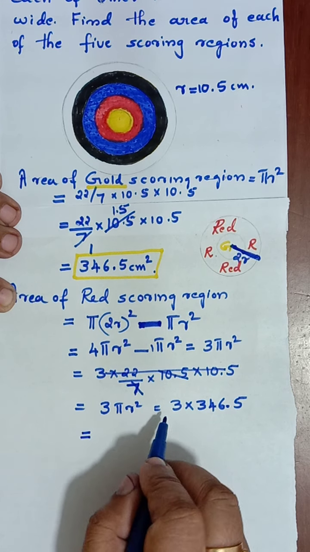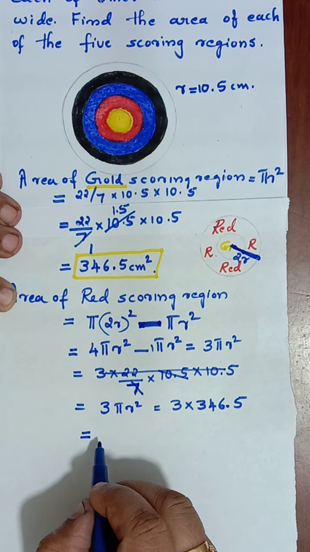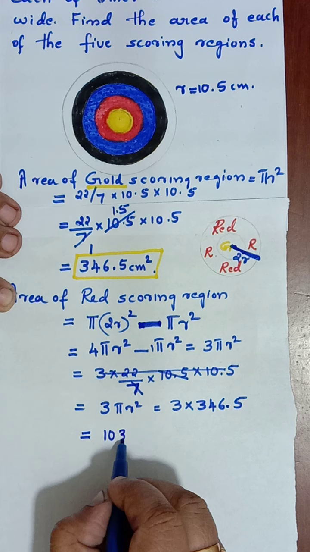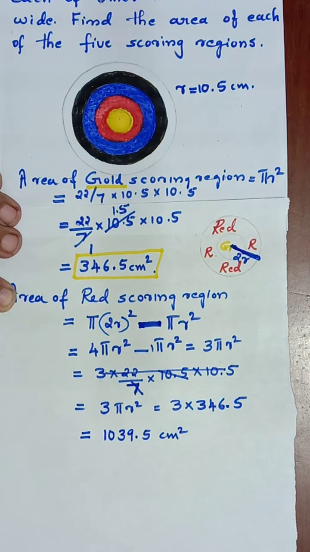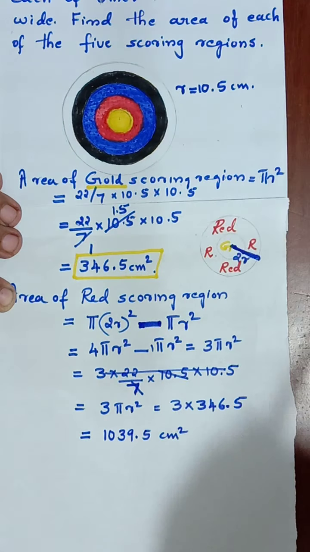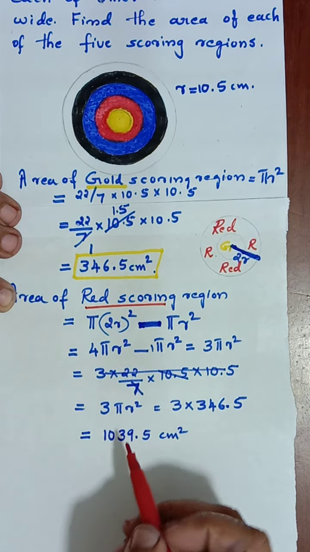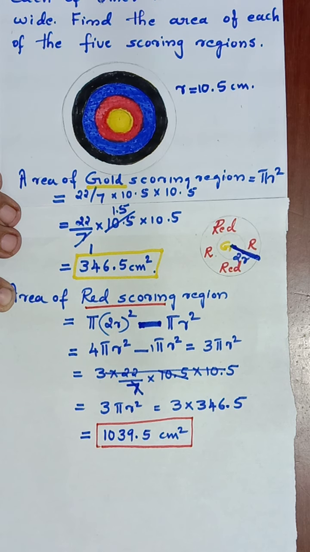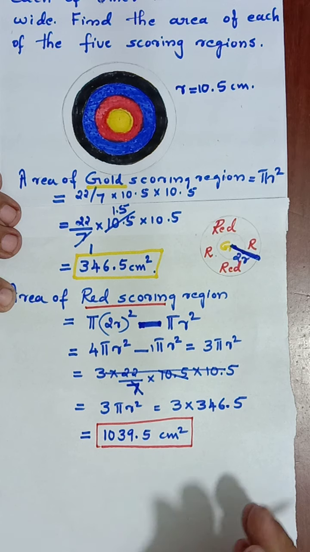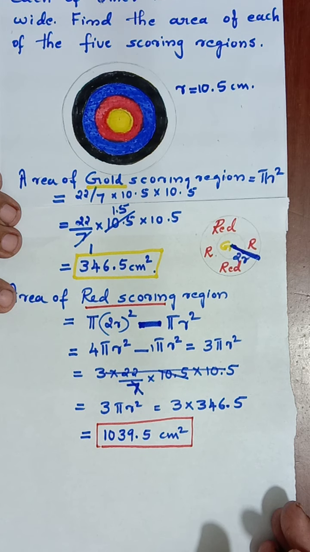What is that equal to? You multiply these two, you'll be getting 1039.5 cm square. That is the area of red scoring region. Area of red scoring region is equal to 1039.5 cm square. Next comes the blue region.